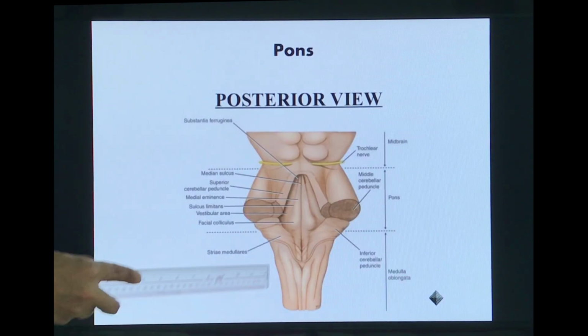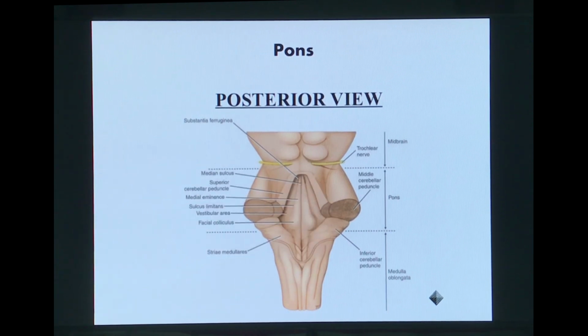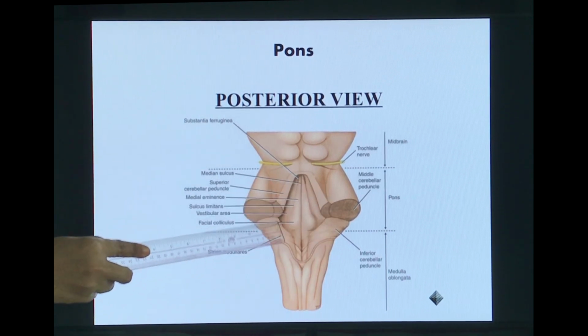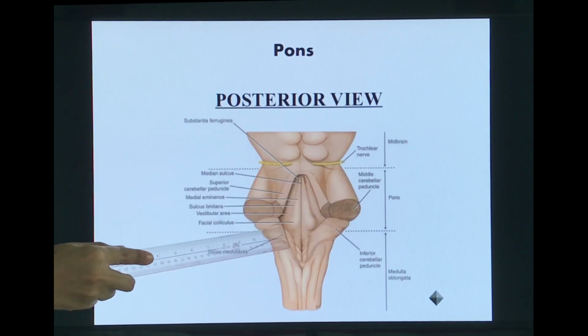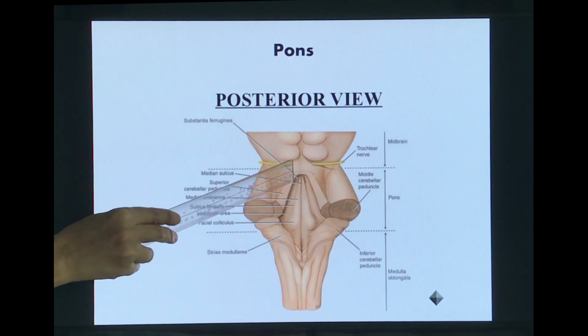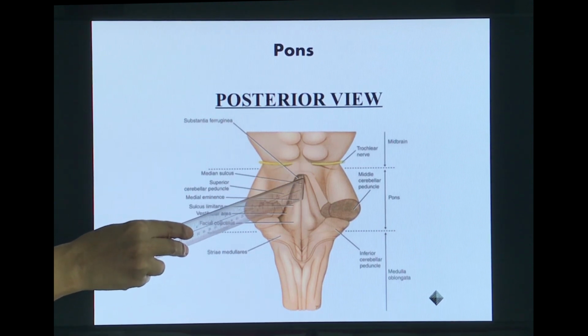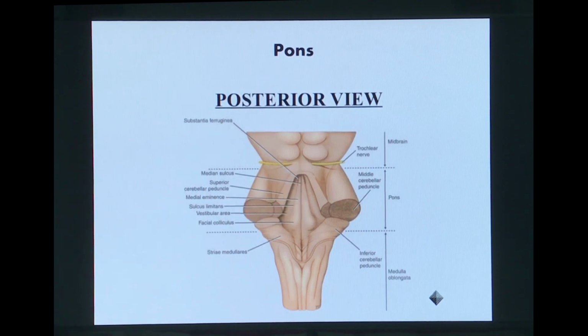When you see the posterior surface of the pons, here you can see the floor of the 4th ventricle. As I mentioned earlier, the lower part is contributed by the medulla and the upper part of the floor is contributed by the pons. You can see a median sulcus over here, a sulcus at the midline, so that's called the median sulcus.